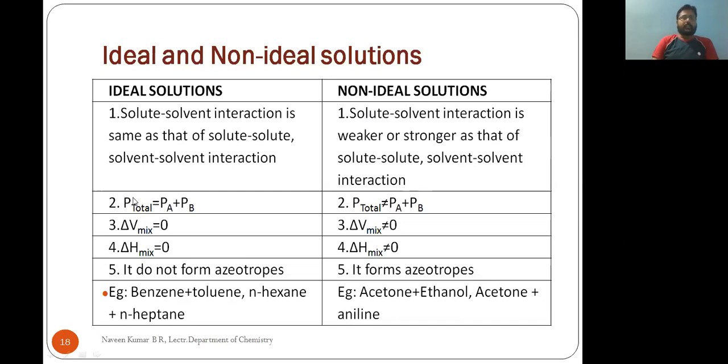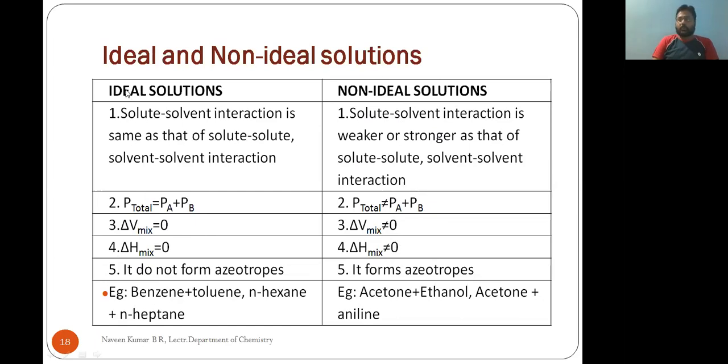P total in ideal solution will be equal to Pa plus Pb, and in non-ideal solution it will be either greater or lesser than Pa plus Pb. Volume change after mixing will be 0, whereas in the case of non-ideal solution it will be either greater than 0 or lesser than 0. Enthalpy of mixing will be equal to 0 in ideal solution, whereas in non-ideal solution it will be either greater than 0 or lesser than 0.